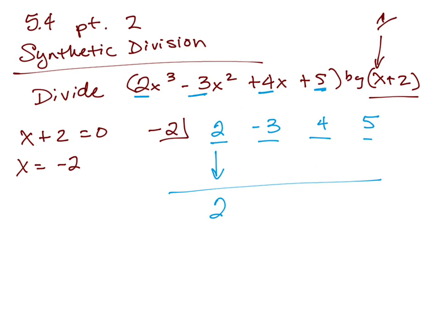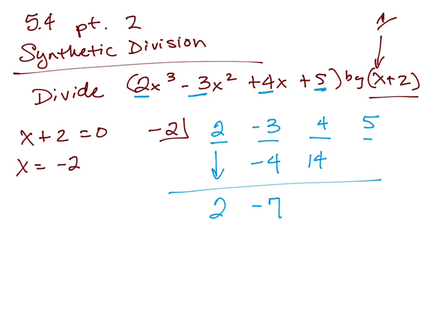Then we multiply the 2 times the -2 in the box. -4. You write the -4 under the next number. Now we add the negative 3 and the negative 4. So the process is going to be the same every time. We're going to multiply and add, multiply and add, multiply and add. Okay? So negative 3 plus negative 4 makes negative 7. Now we're going to multiply the negative 7 by the negative 2. 14.